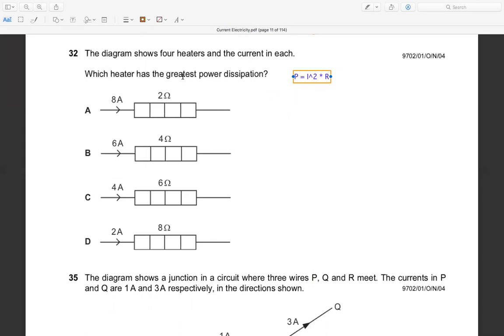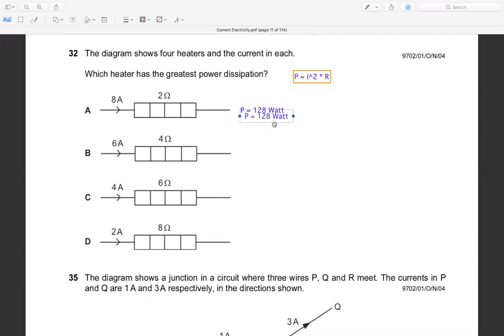Which one? When you see this, by multiplication 8 square equals to 64. 64 times 2 plus 64 times 2, 128, ya. 128 watt in here. This one.